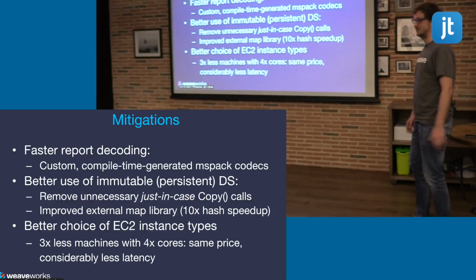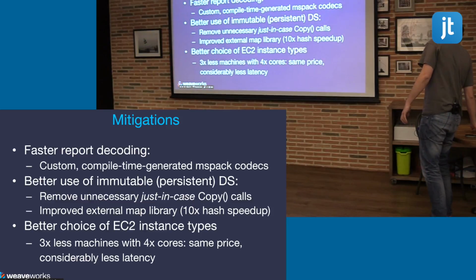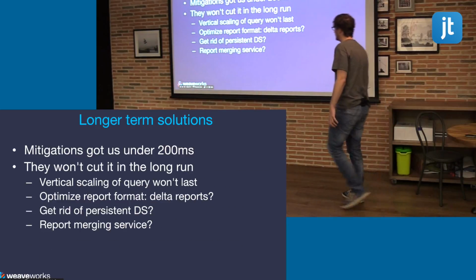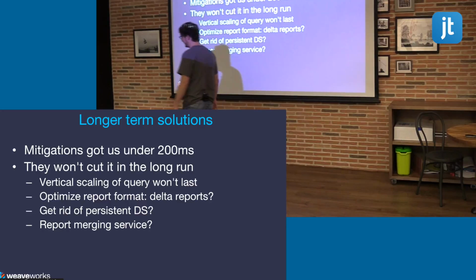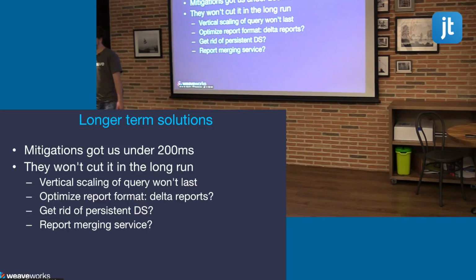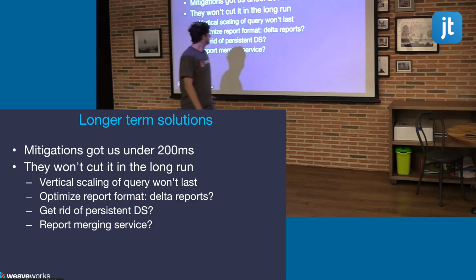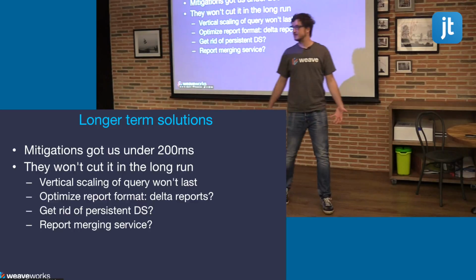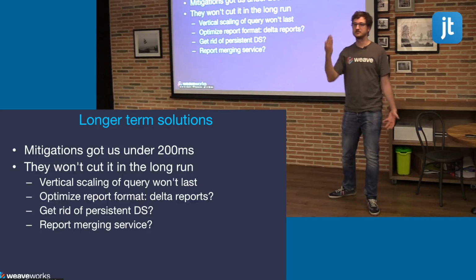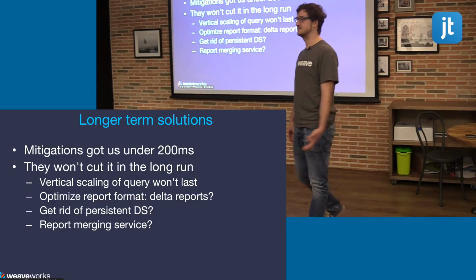So it's a small detail, but with a big difference. So with all those mitigations, we went down from 4 seconds to under 200 milliseconds, which is more than acceptable. But it won't cut it in the long run, because what we're doing by using beefier EC2 instances is scaling the service vertically. And you have so many cores you can add, right?